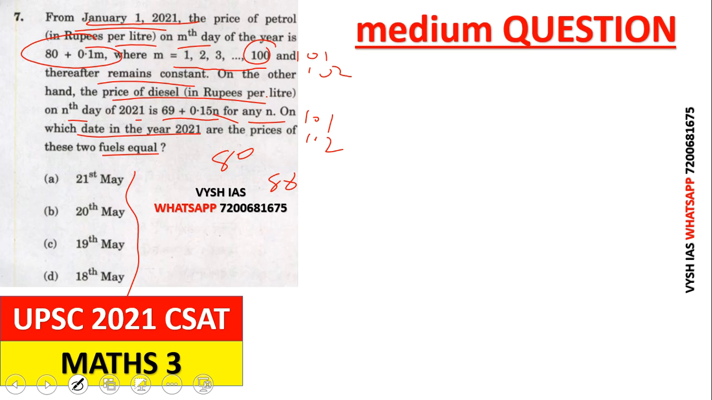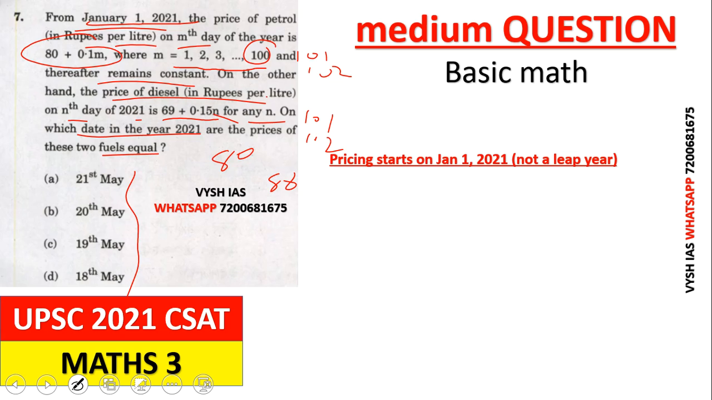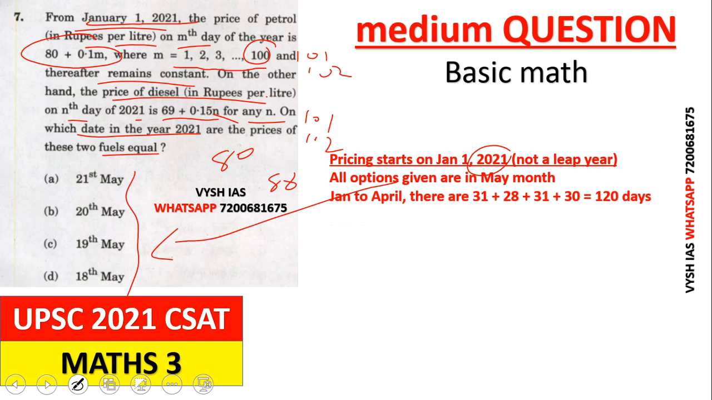So this is how you have to understand the question first. After understanding, you have to list down what is given. The price starts on January 1, which is not a leap year. Why I am saying that, I will also teach you. All options are given in the month of May. Now, January to April, how many days are there? The question is about May, so we have to calculate how many days, only then will we know.